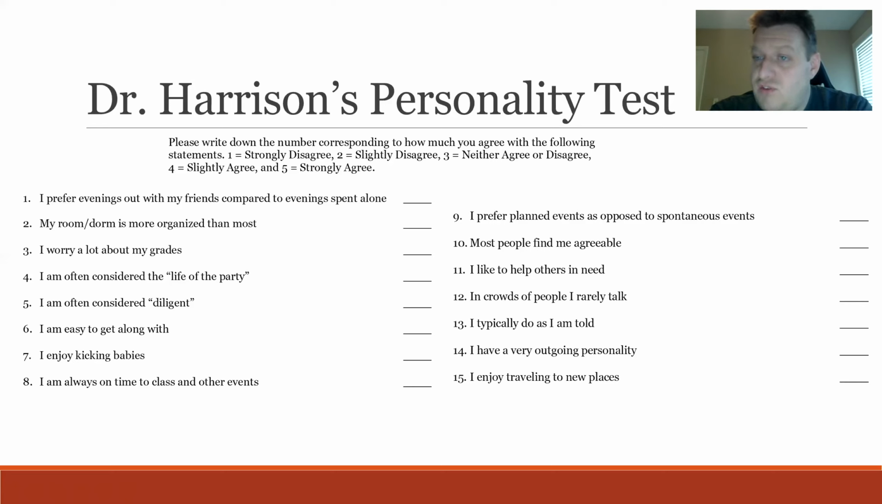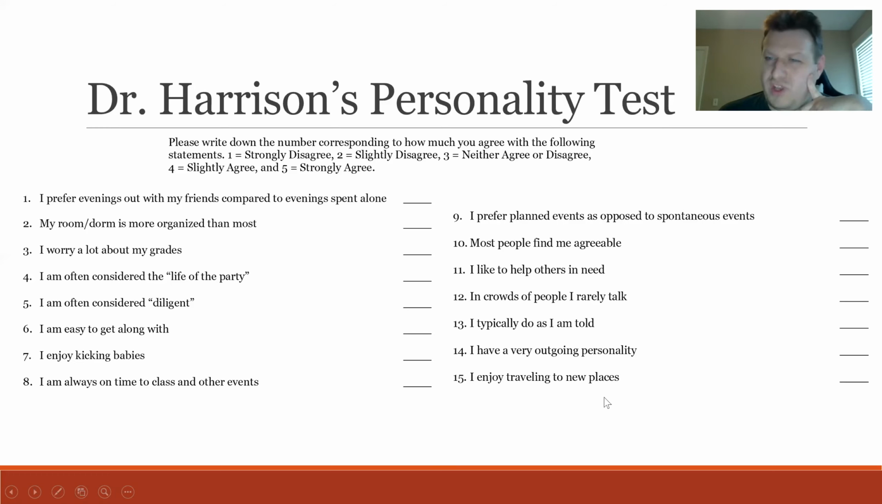One way that we might do that is to ask people a ton of personality questions like this, and then use factor analysis to see how many traits we're looking at. Because it's probably the case that some of these items are correlated with one another. Some of these items are measuring the same thing. Okay, I have a very outgoing personality, question 14, and I prefer evenings out with my friends compared to evenings spent alone. These are probably measuring something similar.